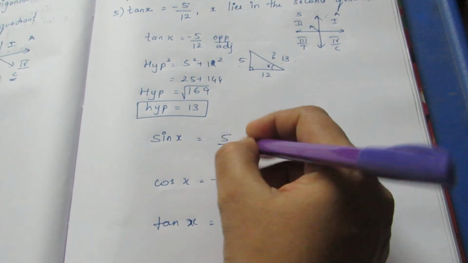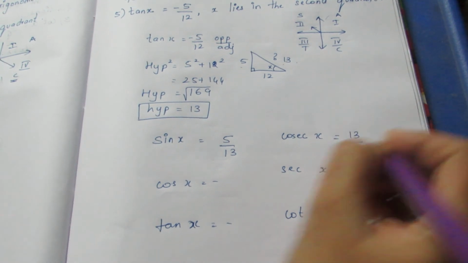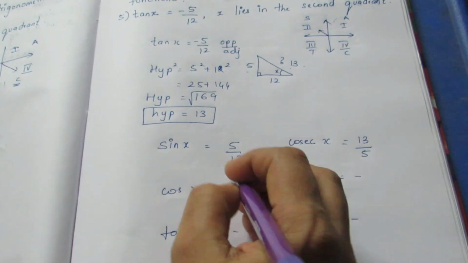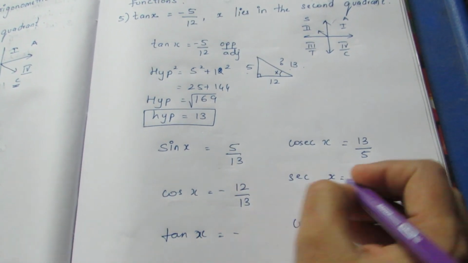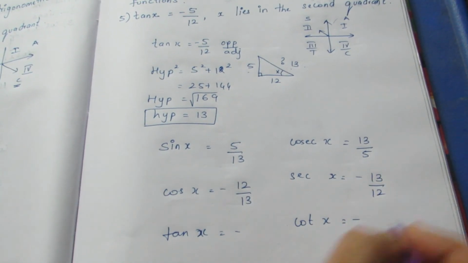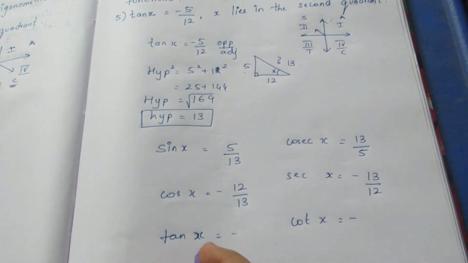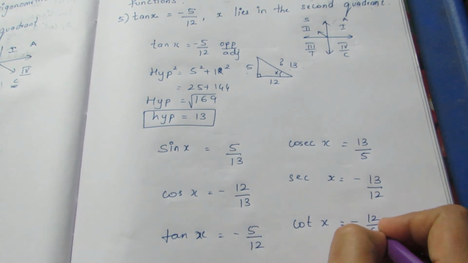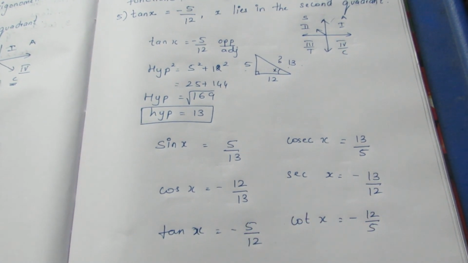Now cosecant is nothing but the reciprocal of this, so 13 by 5. For cos it is adjacent by hypotenuse, so minus 12 by 13. Here its reciprocal, minus 13 by 12. For tan it is opposite by adjacent, so minus 5 by 12. Here 12 by 5, its reciprocal. So I have filled everything.